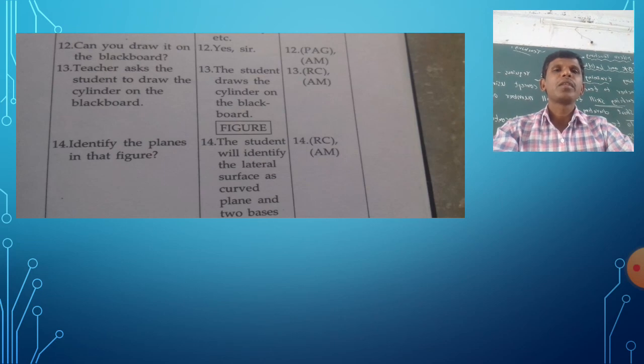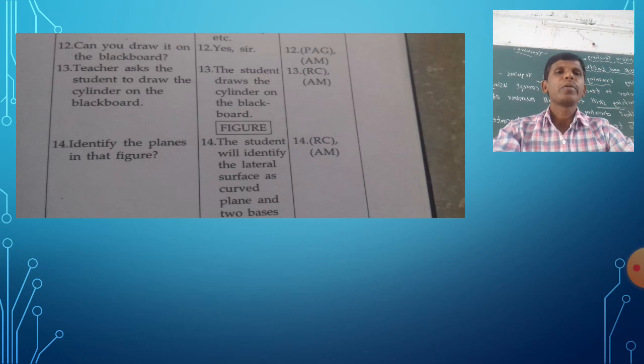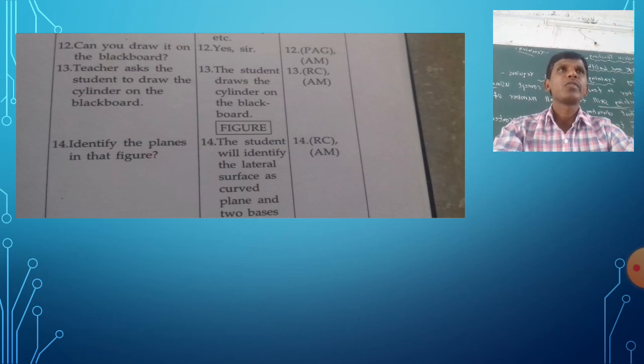Can you draw it on the blackboard? Automatically the student comes and gives reply, yes sir, and they will come forward. That is called preliminary attention gaining. Means we were trying to motivate the students and gain the attention of the students towards our lesson, which we want to teach in the next immediate few minutes.